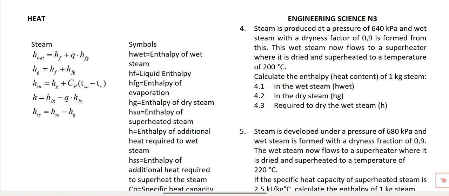Then they'll tell you to calculate the enthalpy of dry steam, Hg, which is HF plus HFG, enthalpy of liquid steam, and enthalpy of evaporation steam. Then we have enthalpy of superheated steam. You use this formula here. We are given specific heat capacity. They will also give you TS and TSU in the question. These two pieces of information, they'll make sure you have.